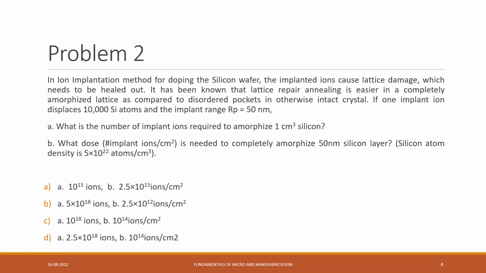I hope you are trying. Yeah. So regarding the number of implant ions required to amorphize 1 centimeter cube of silicon, anybody has any approach, like how to go on with this?